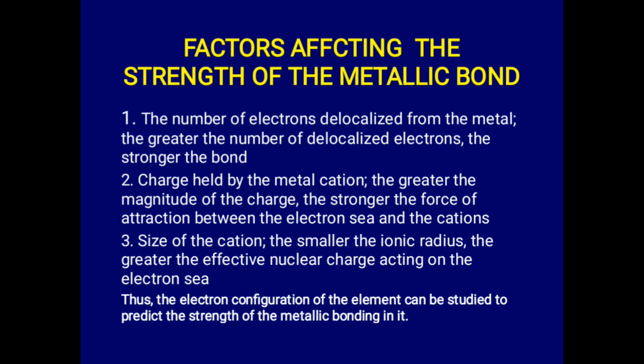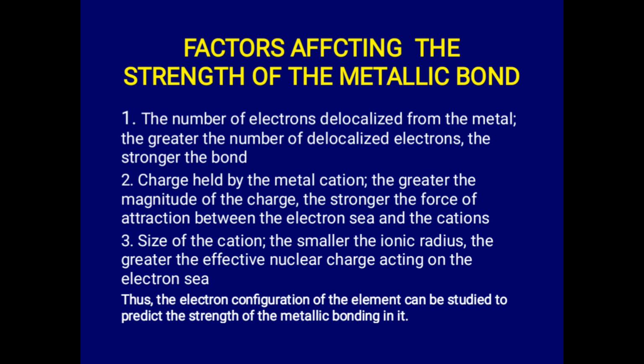That's number 2. Number 3, the size of the cation. Now we are talking about the atomic radius. Sometimes a question might bring it as atomic radius. So the size of the cation is also important. The smaller the ionic radius, the greater the effective nuclear charge acting on the electron sea.